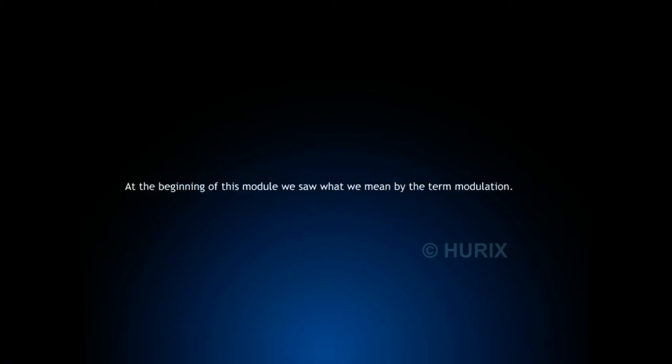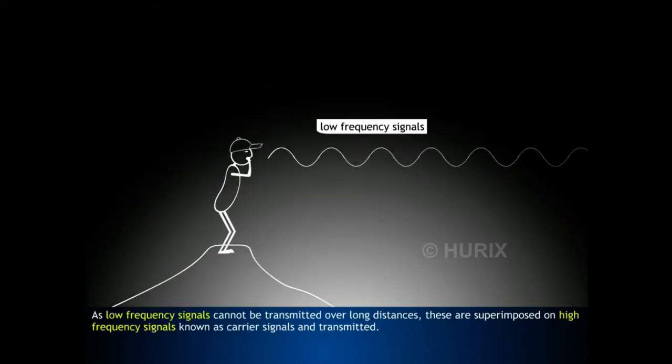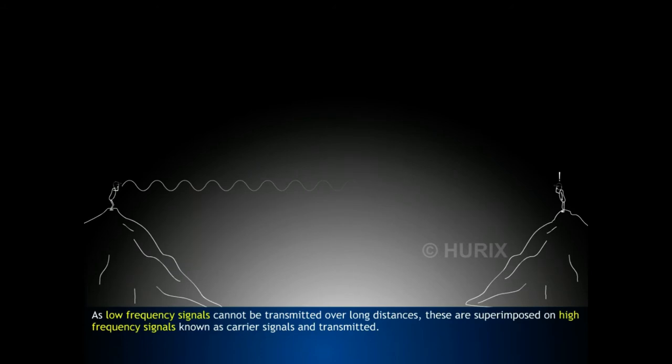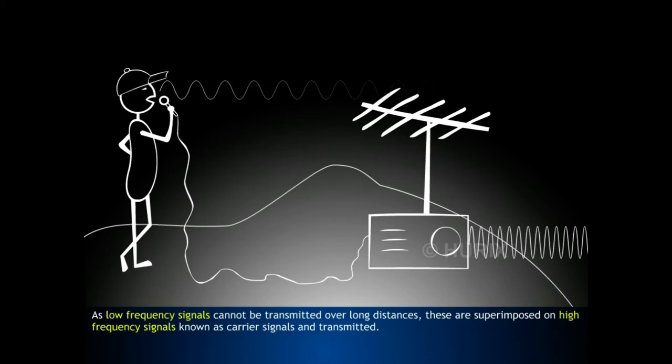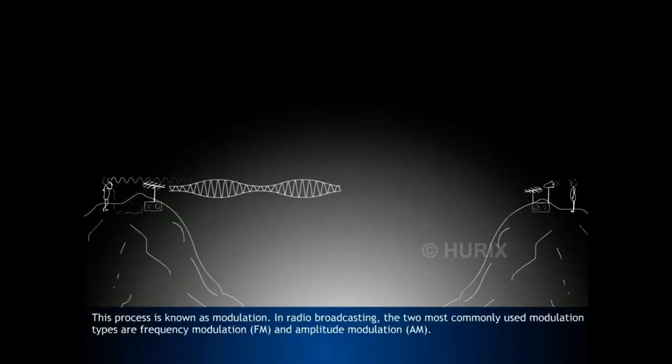At the beginning of this module, we saw what we mean by the term modulation. As low-frequency signals cannot be transmitted over long distances, these are superimposed on high-frequency signals, known as carrier signals, and transmitted. This process is known as modulation. In radio broadcasting, the two most commonly used modulation types are frequency modulation, FM, and amplitude modulation, AM.